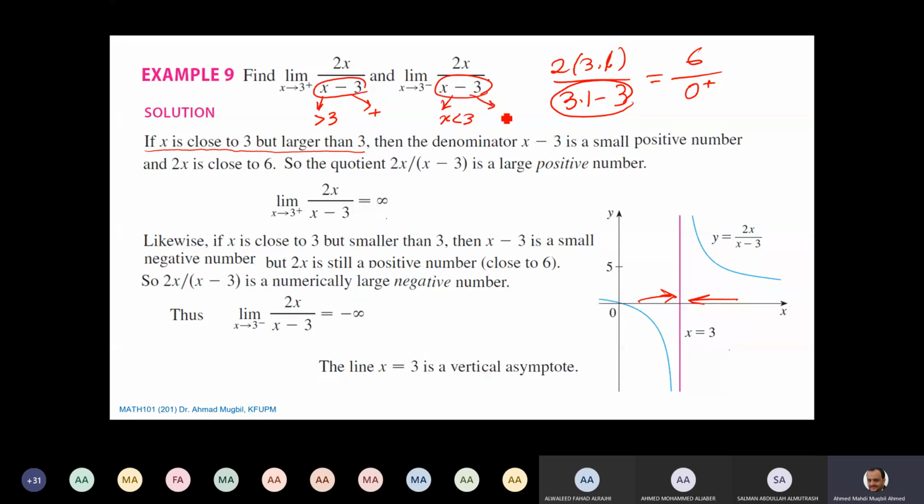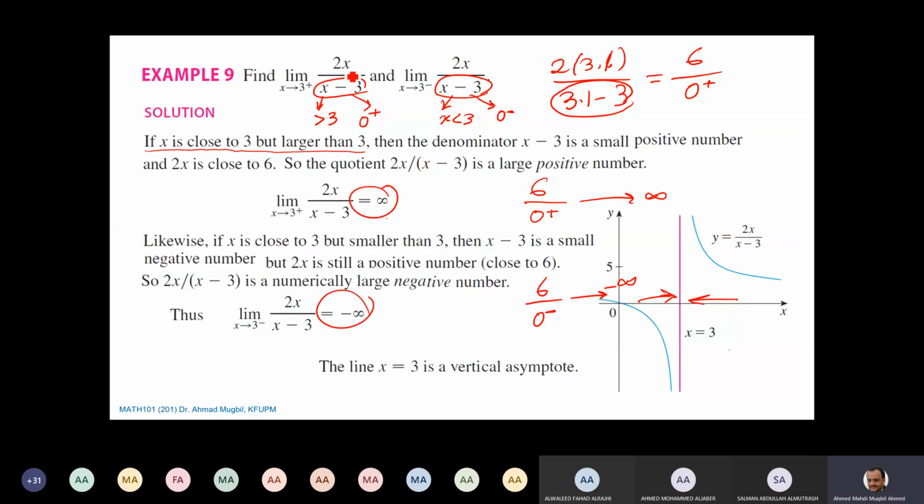So this expression will be negative. It will be almost 0, but negative. So here it will be some number over a small positive number, so it will be positive infinity. Here you will have a number over a small negative number, so it will go to negative infinity. And this explains the limit of this function.